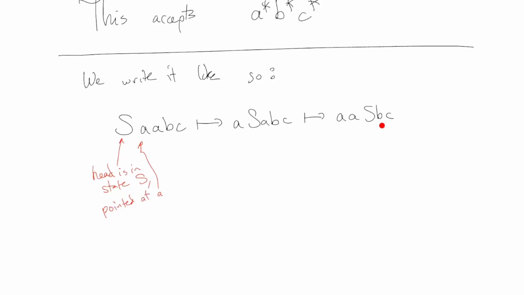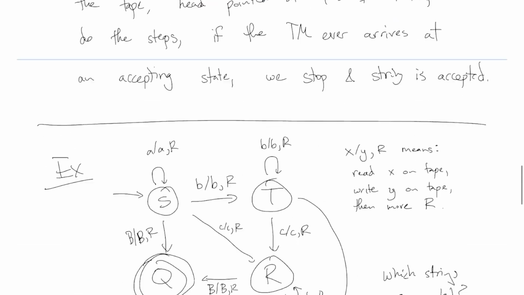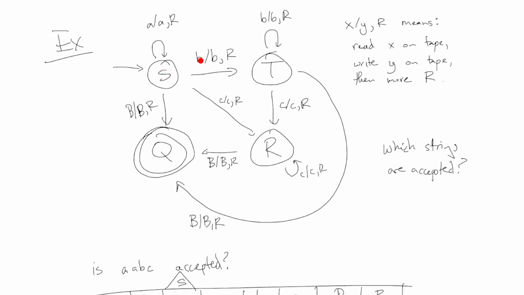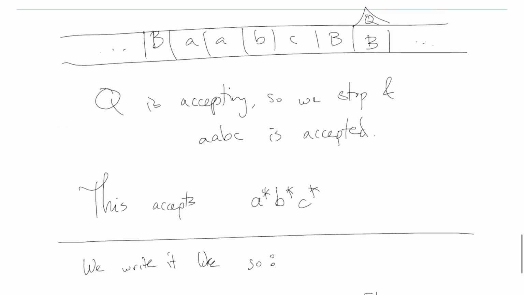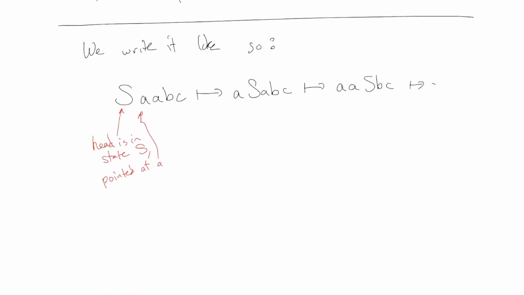And now when I see SB, that means the head is in state S, but reading a letter B. So on the diagram, I would be looking at this here, reading a letter B is here, so it should move to the right by one, keep that as a B, and switch to state T. So this becomes AABTC, like that. The head moved one position to the right, and it's now in state T. And now it's pointing at a C on the tape. When it points at the C, it should move to the right again and switch into state R. That will look like AABCR. Blank.